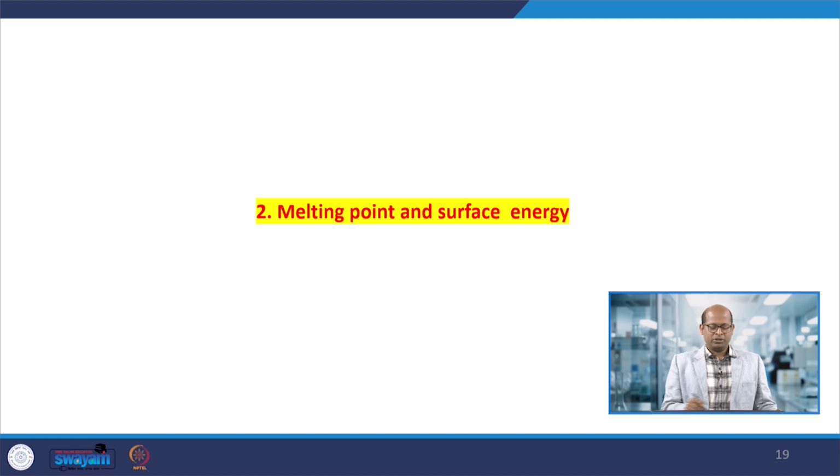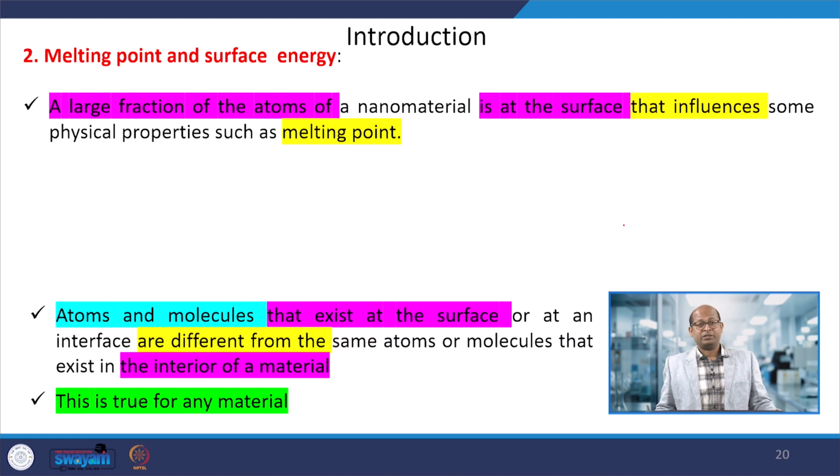Now we'll look into the melting points and surface energy. A large fraction of the atoms of nanomaterials are at the surface when we convert bulk materials into nanocrystalline materials. So in nanomaterials, a large fraction of atoms is present at the surface, and that influences the melting point of that particular material.